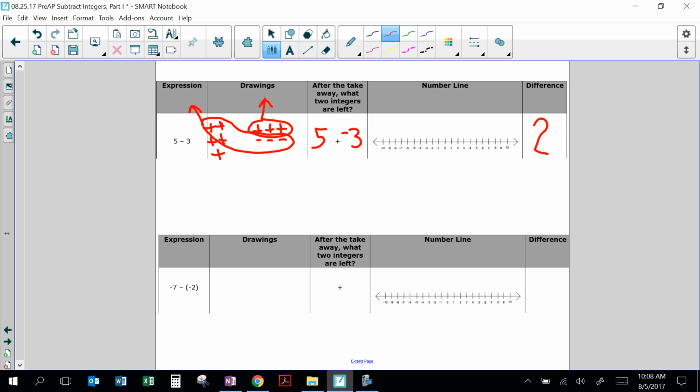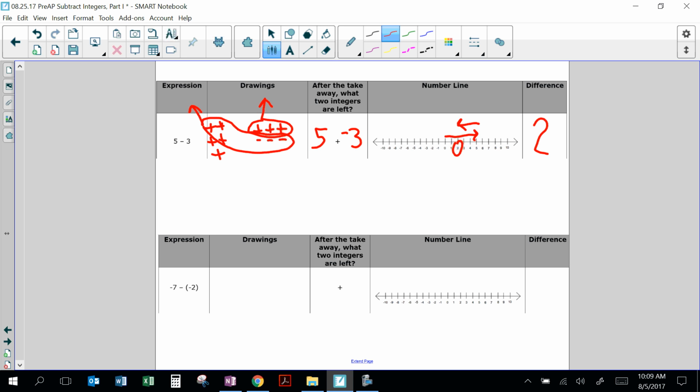So let's graph this. You start at 0, you go to 5, and then -3, you go left 3 units, and you stop at 2. 5 minus 3 is 2. So we're showing you a different way. 5 minus 3 is 2 is the same as saying 5 plus -3 is equal to 2 using negative integers.